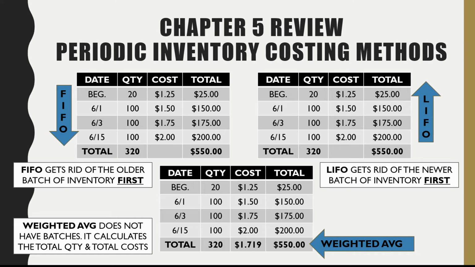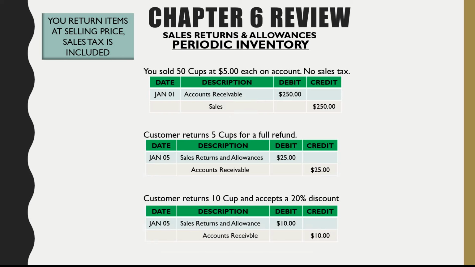So in this case, we don't care what batch came first, what batch came last. We treat every single batch of items as if they were all equally purchased at one price point, okay? So that's why we have to do an average cost per item, okay?